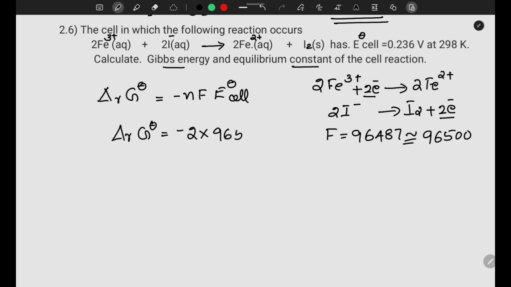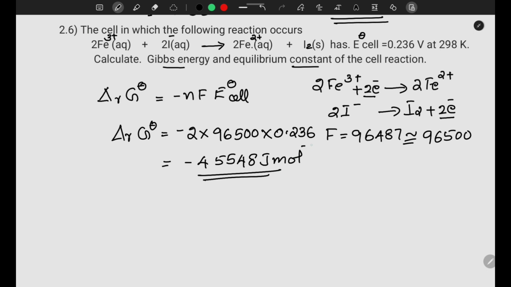So 96,500 into E° cell, which is given in the question as 0.236 volt. When we simplify this, we will get minus 45548 joule per mole. Now, for calculating the equilibrium constant, we can write delta G naught is equal to minus 2.303 RT log K. Here K is the equilibrium constant.